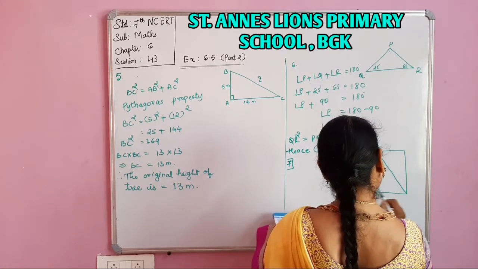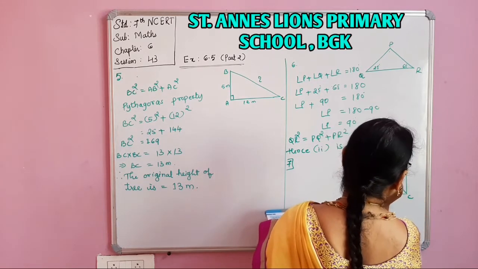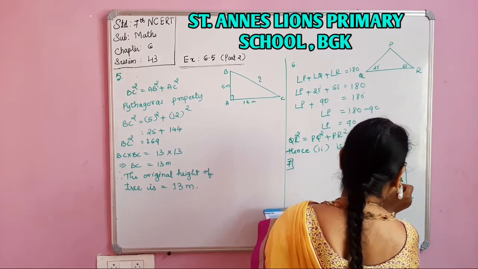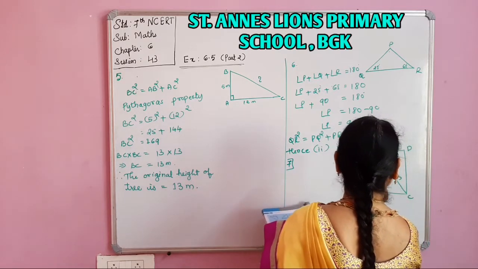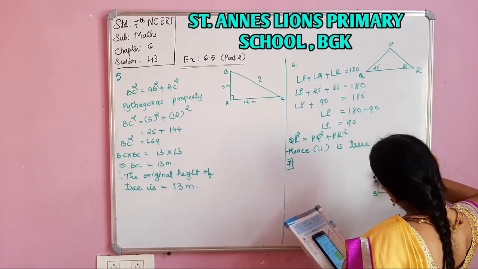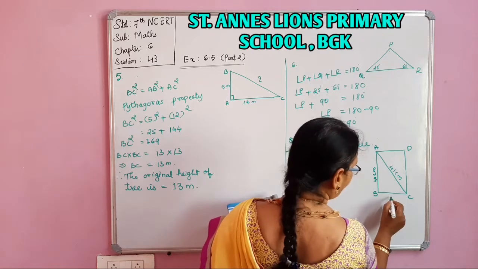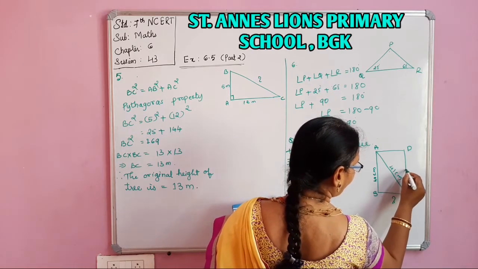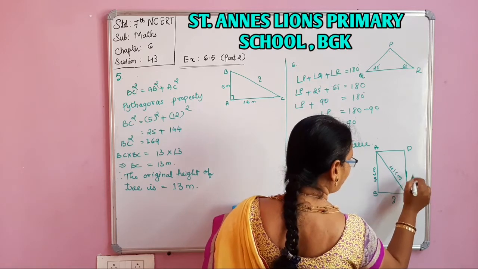A, B, C and this is D. And this is 41 centimeter. And this is 40 centimeter. And this is 40 centimeter. Now this we have to find out.